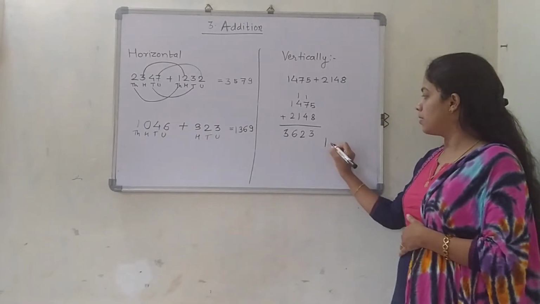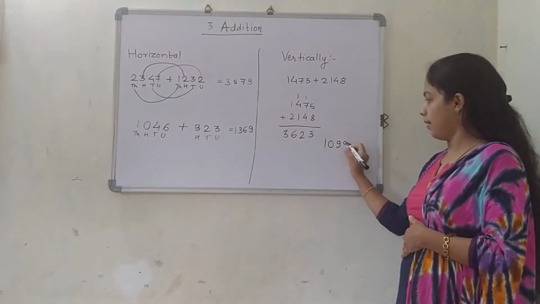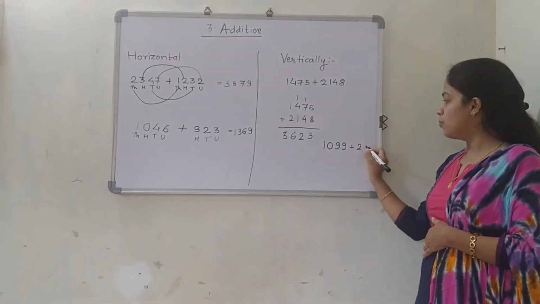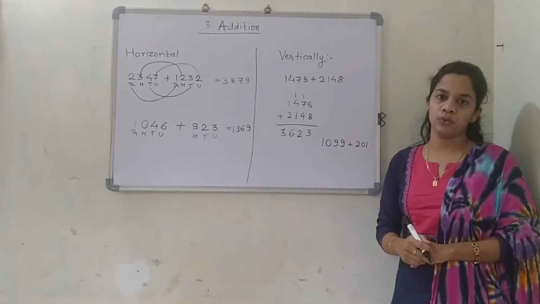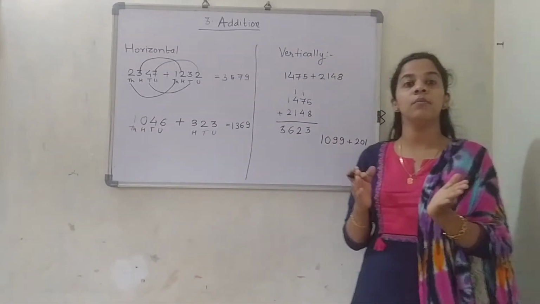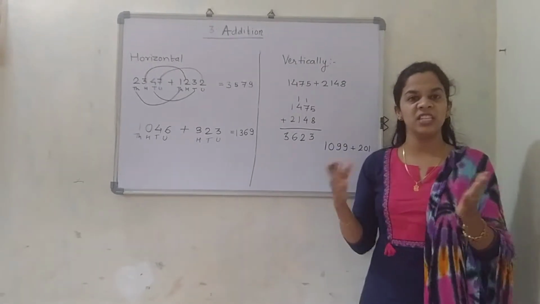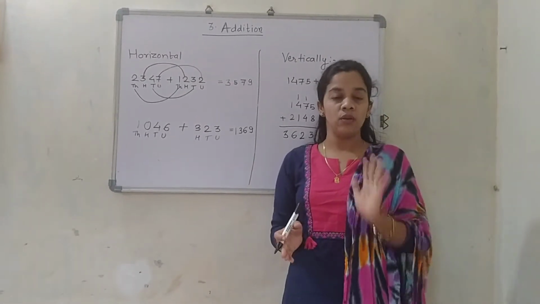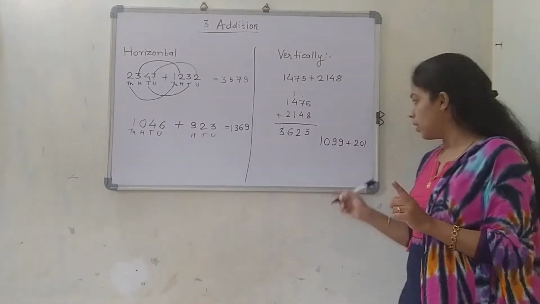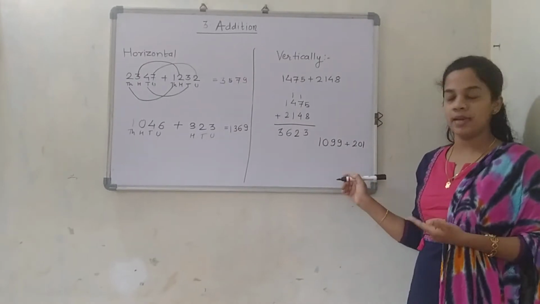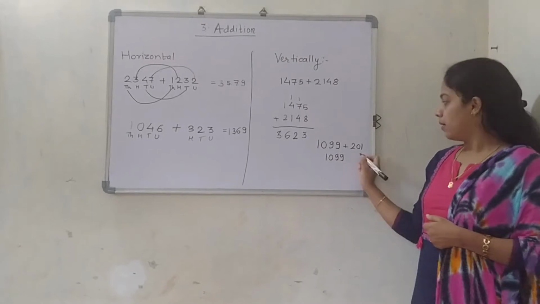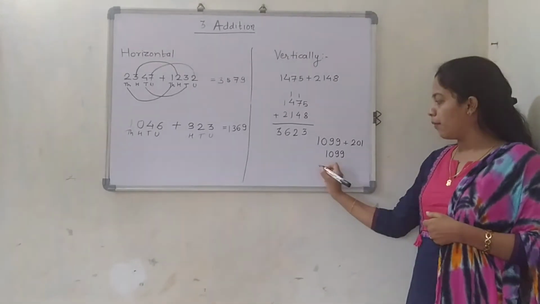Suppose I give you another example. The number is 1099, and the next number is 201. Now how am I going to solve this? Always remember, when there is a 4-digit number and a 3-digit number, one is big and one is small, so you are just going to take the biggest number on the top. So here the bigger number is which number? Yes, it is 1099.